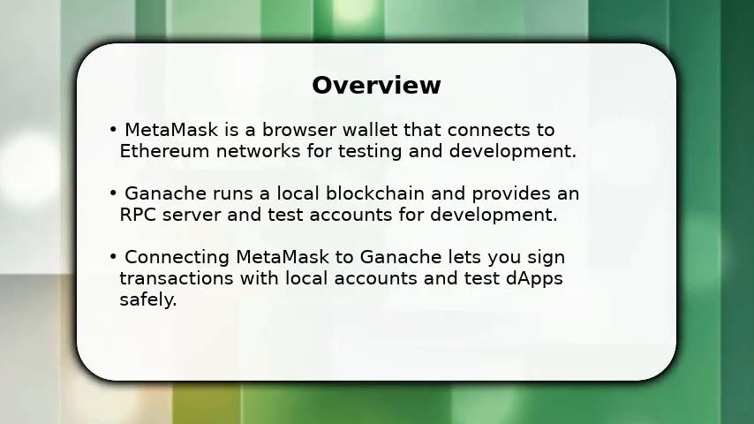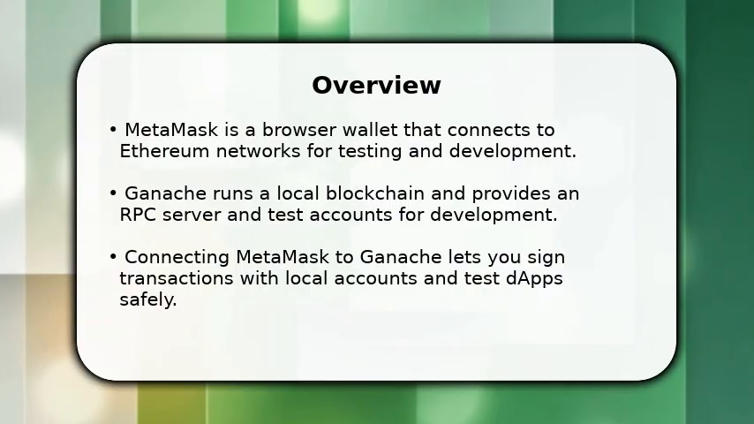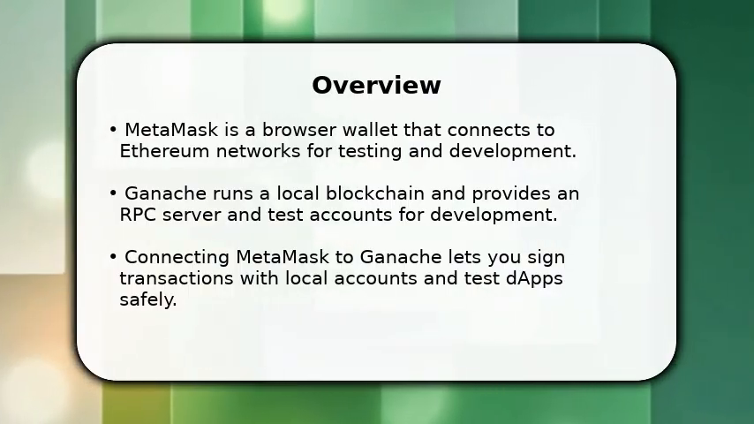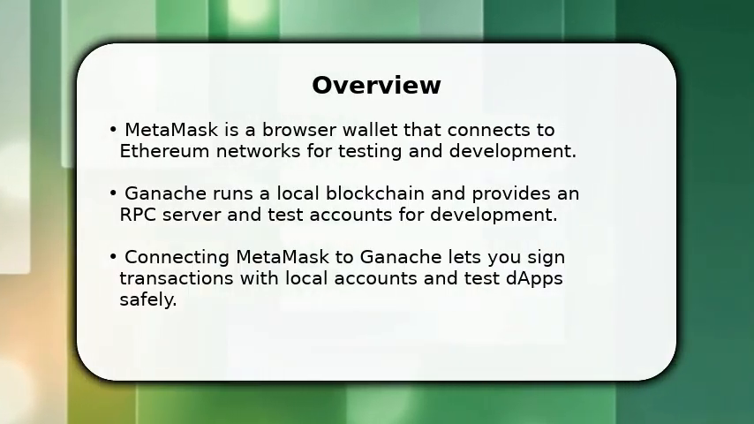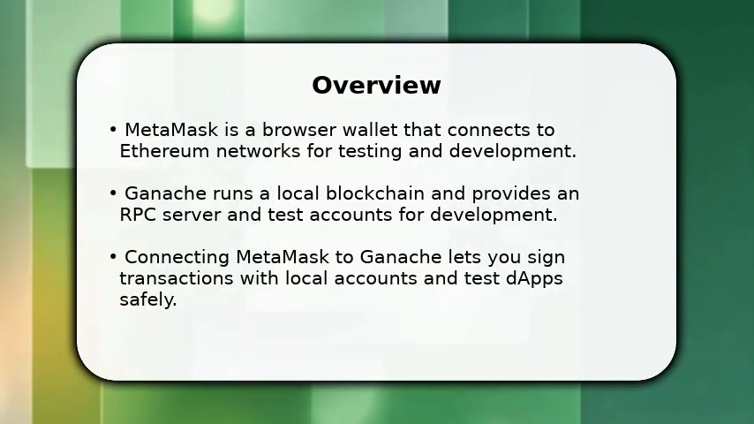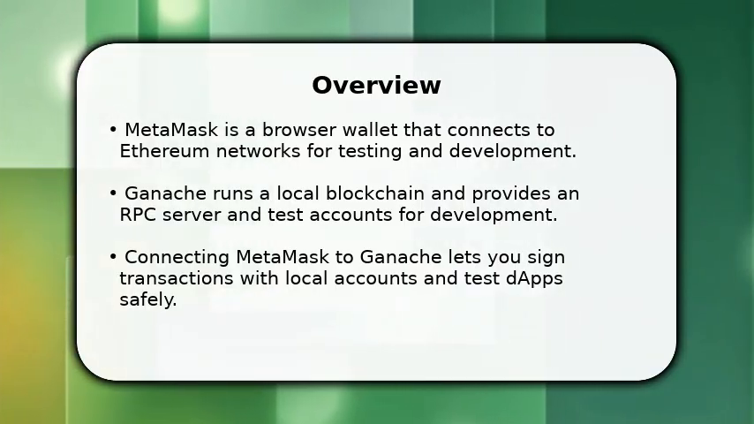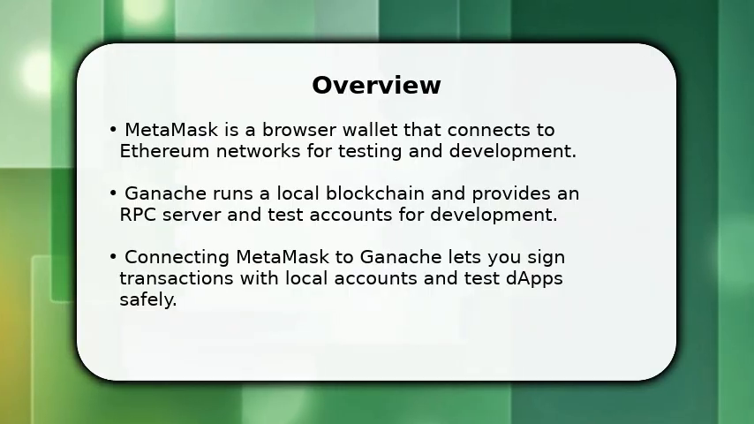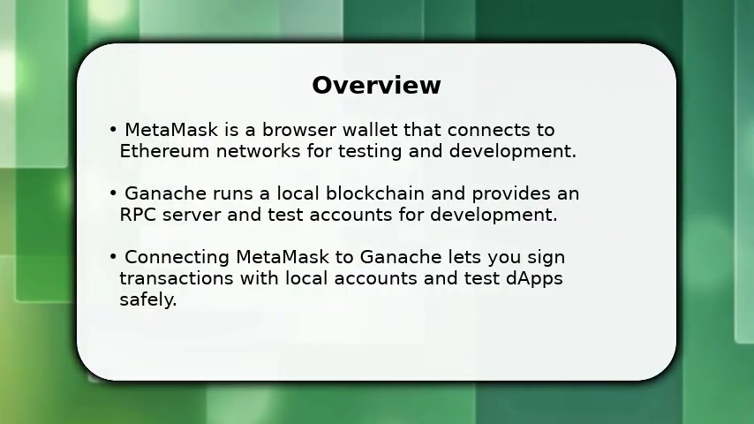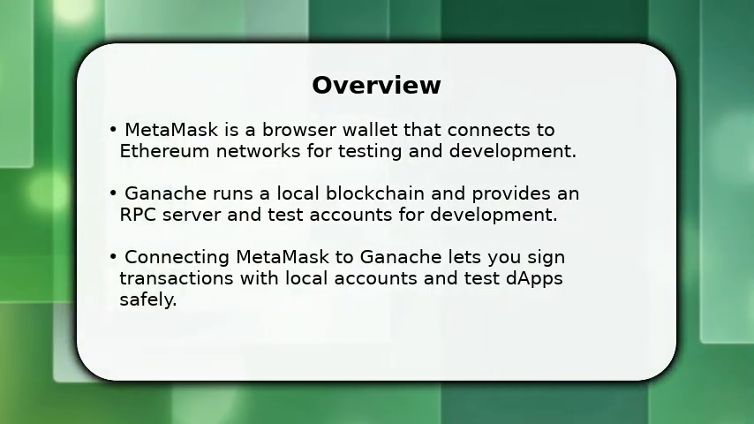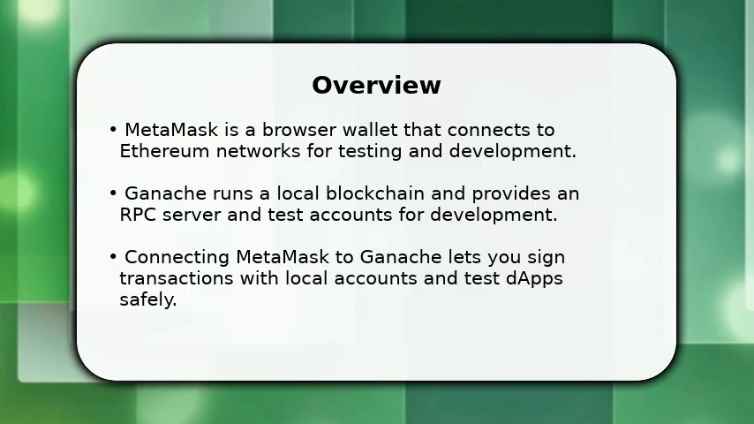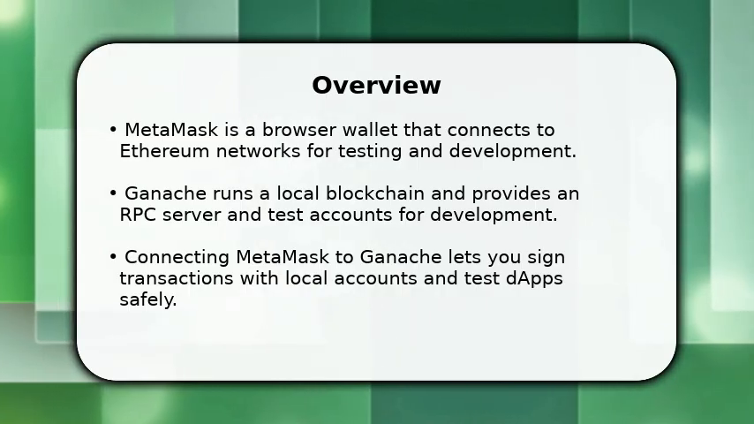In this video, I will show how to connect Metamask to Ganache. Start by launching Ganache and noting the RPC server address and chain ID. Open Metamask, choose Add Network, and paste the Ganache RPC URL and chain ID. Import a Ganache private key into Metamask or use an account created in Metamask and send test ETH from Ganache.